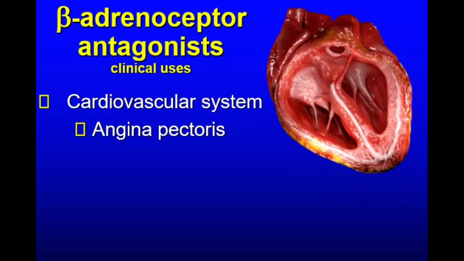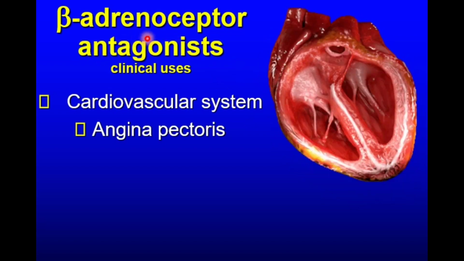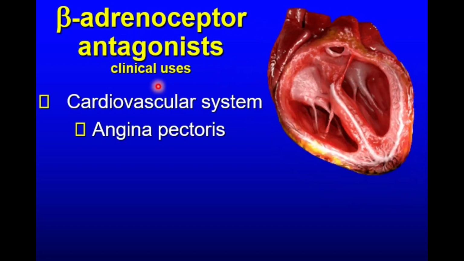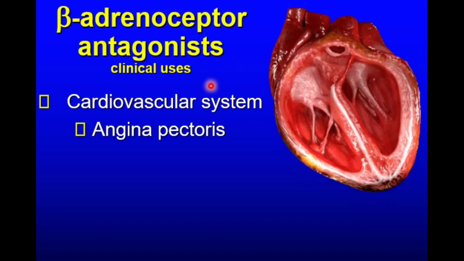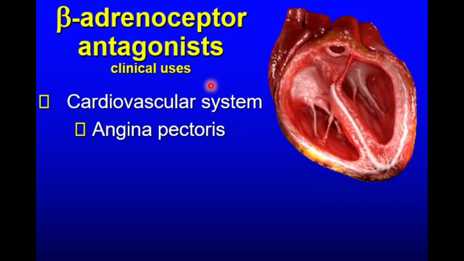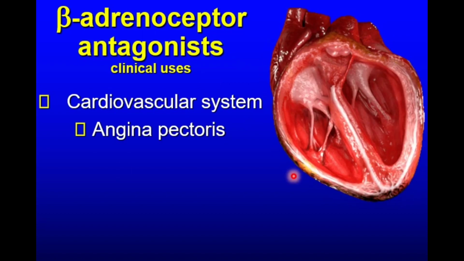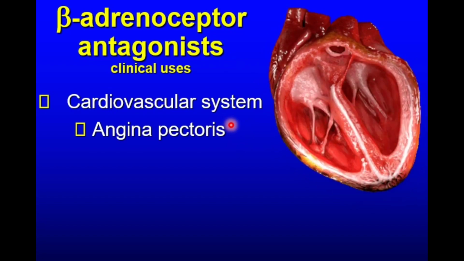I'm going to explain clinical use of beta-adrenoceptor antagonists. Propranolol was the first beta-adrenoceptor antagonist that was designed for treatment of angina. Angina is due to myocardial ischemia, which occurs when the work of the heart muscle increases and the supply of oxygenated blood is inadequate.